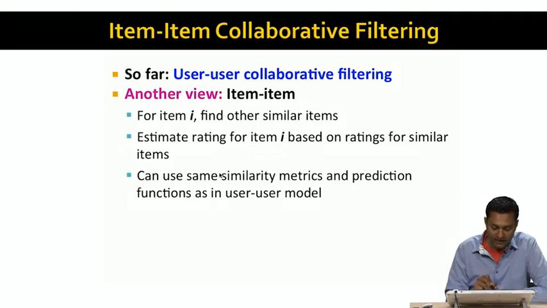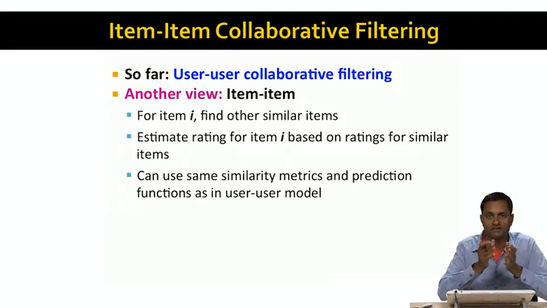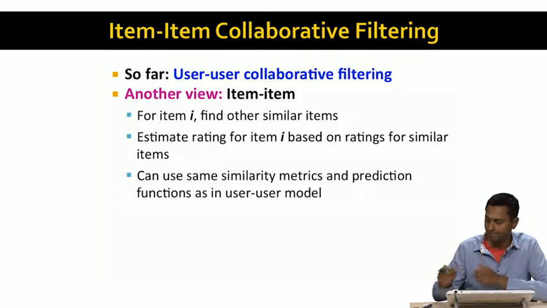In fact, we can use the same similarity metrics and prediction functions as in the user-user model. We can use the centered cosine similarity to find a neighborhood of items similar to our item I. And then we can use the average or the weighted average prediction model from the previous slide to actually make rating predictions for the item.